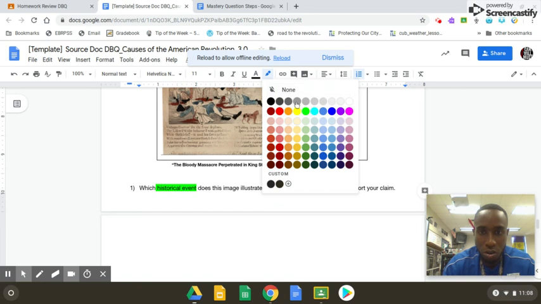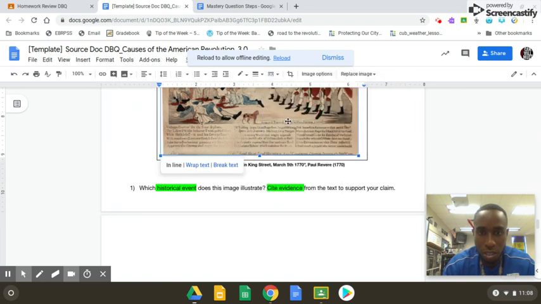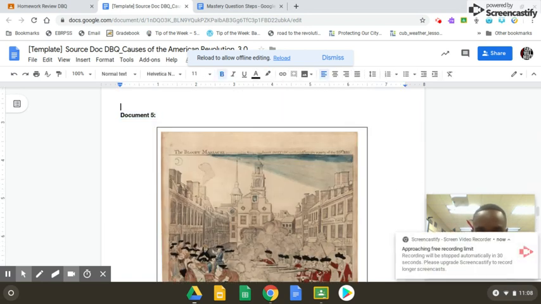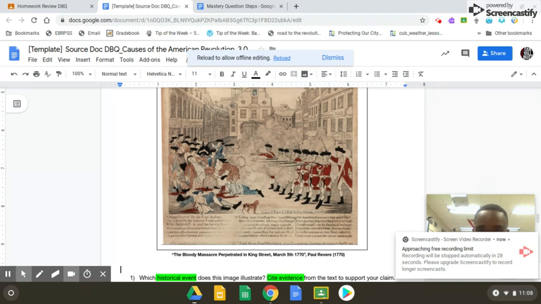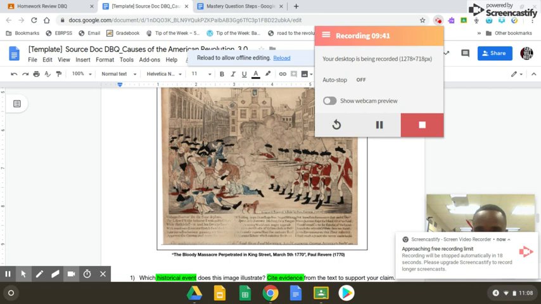All right, so I've got my keywords. Now I'm looking at the source. See what does it illustrate. Document 5. Looking at the titles. The Bloody Massacre perpetuated in King Street, March 5th, 1770. Paul Revere. So I'm looking for key things that are connected to the words in my actual question. I want to draw that home, and then I want to just apply the information that I pulled from it to develop a response, citing evidence, of course, to support my claim.